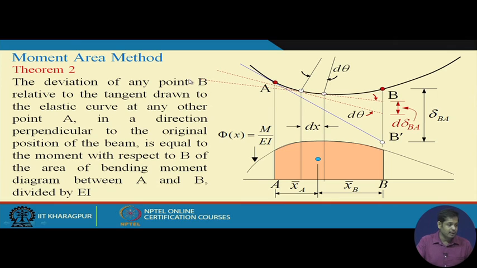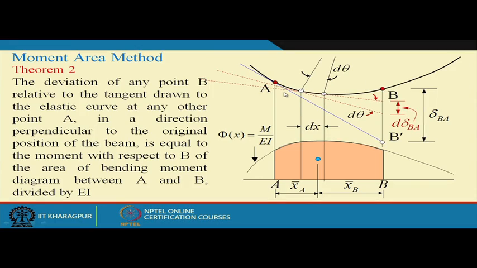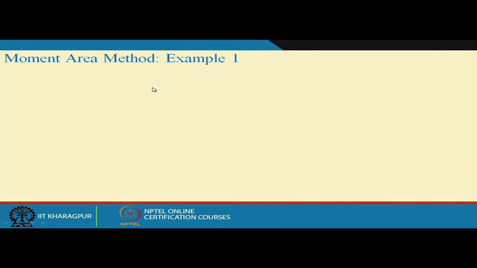If we look at these theorems, they do not say anything new about the behavior of the beam, because this behavior can be expressed through the equation of the elastic curve itself. It is a different interpretation of the equation of the elastic curve, used to determine slopes and deflection. The moment area method is essentially the application of these two theorems we just stated and proved. Let us see one example, and then it will be clear.